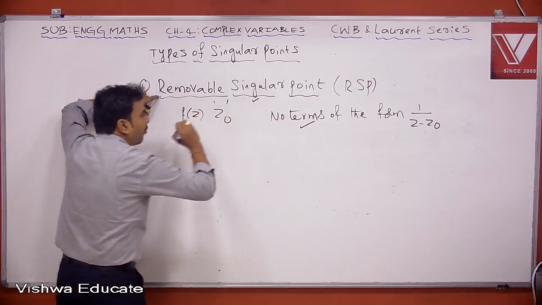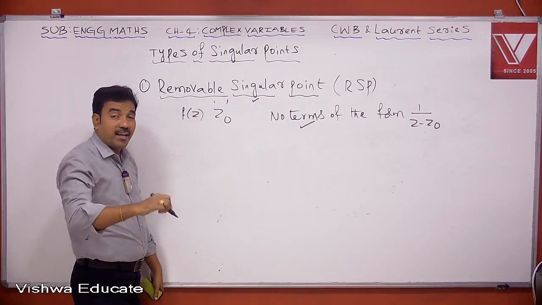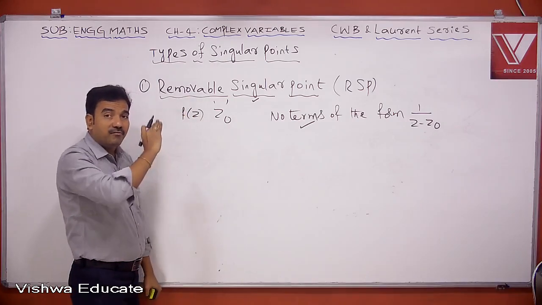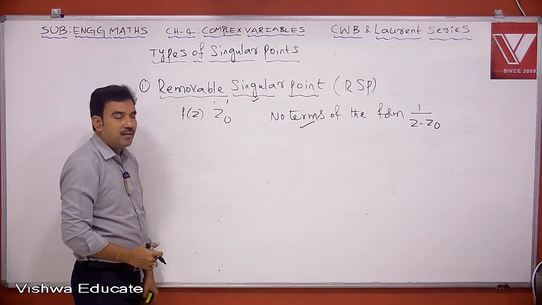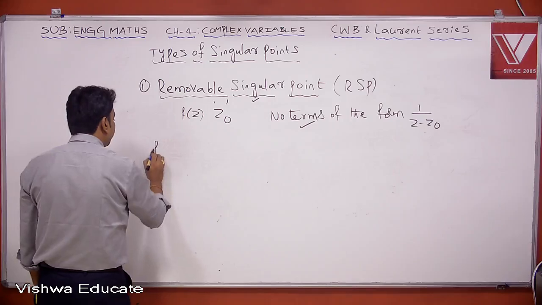Basically, it is a singular point. Singular point means it's a drawback of a function, but its drawback can be removable by going for series expansion of f of z. That's why it is called a removable singular point. Let me tell you one example.